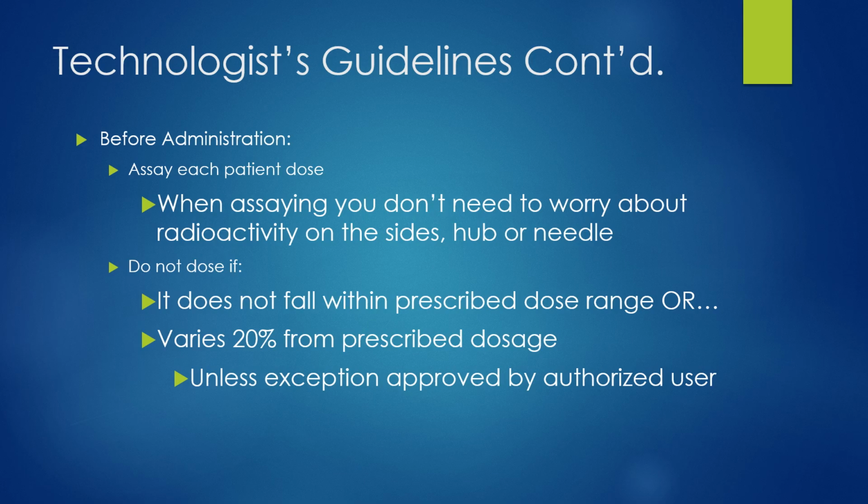Before administration, assay each patient dose. When assaying, you don't need to worry about the radioactivity in the sides, hub, or the needle. We don't account for that. Do not use it if doses do not fall within the prescribed dose range or they vary more than 20% of a prescribed dose, unless it's been approved by the authorized user in writing.